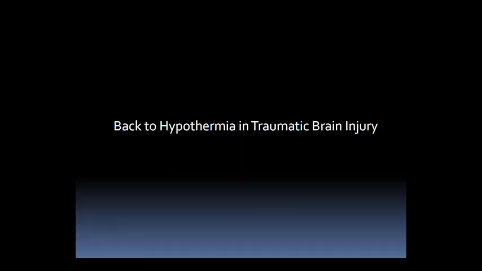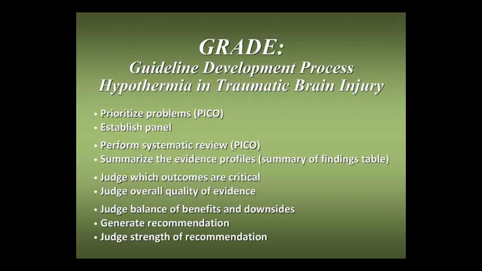And back to the hypothermia protocol, you see, they prioritize the PICO. They establish a panel, and then they perform a systematic review based on PICO. They summarize the evidence in a table. They judge the outcomes that are critical for them. And then they judge the overall quality of evidence based on what we have discussed. And they judge the balance of benefits and harms. Also, they generate recommendations. And then you come up with the strength of recommendation.